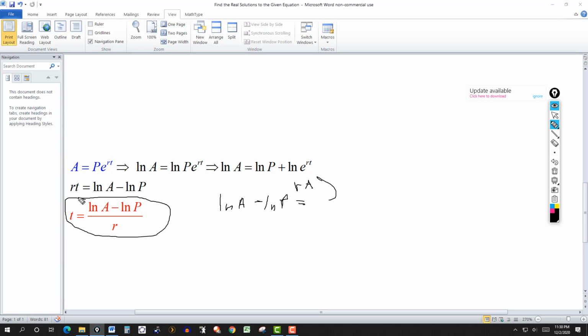Okay. So there's other formulas also that you can use when you have just regular compounding.